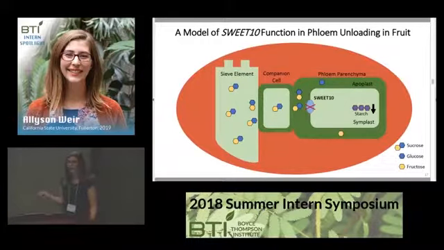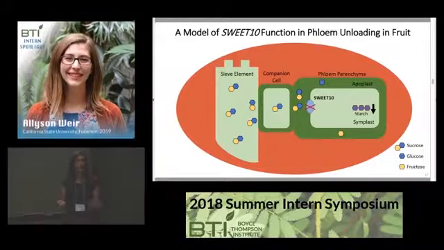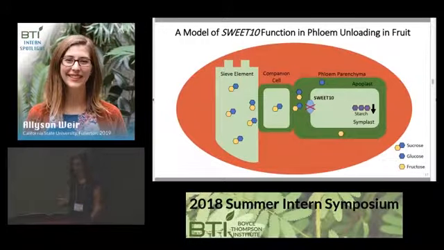However, when SWEET10 function is knocked down or knocked out, we see that there is an accumulation of sucrose in the apoplast, where apoplastic invertases will break it down into glucose and fructose here. And this explains why we're seeing a higher accumulation of these sugars in our CRISPR and RNAi lines. Because there is a lack of sucrose being fed into the symplast, we do see a decrease in starch accumulation, again reflected in our RNAi and CRISPR lines.